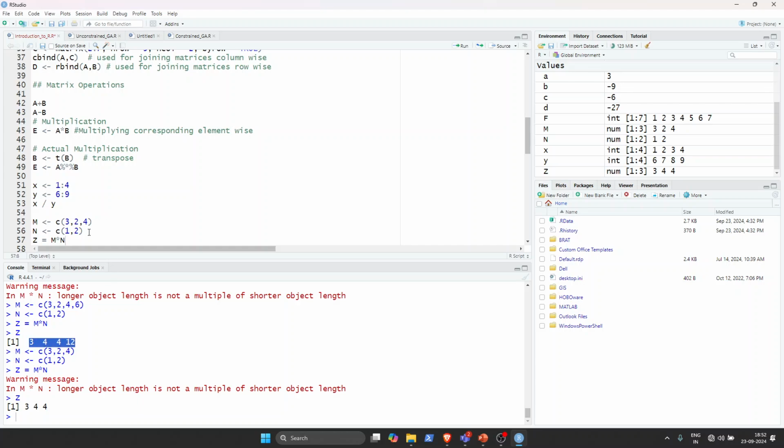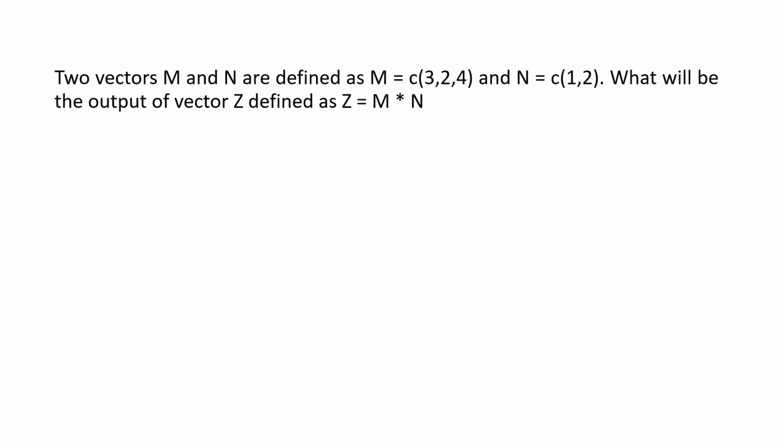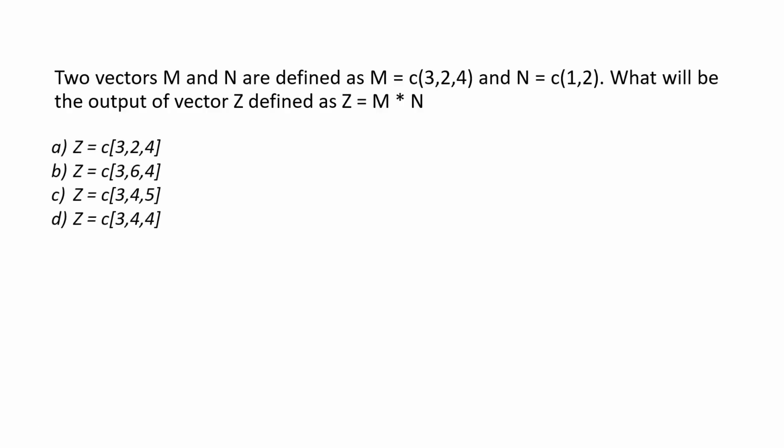But if we are not giving multiples, there will be a warning message, but it will have the solution. Okay, so the correct answer will be 3, 4 and 4. Let's see. So the correct answer for this will be 3, 4 and 4, that is D. Okay, I hope this is clear.